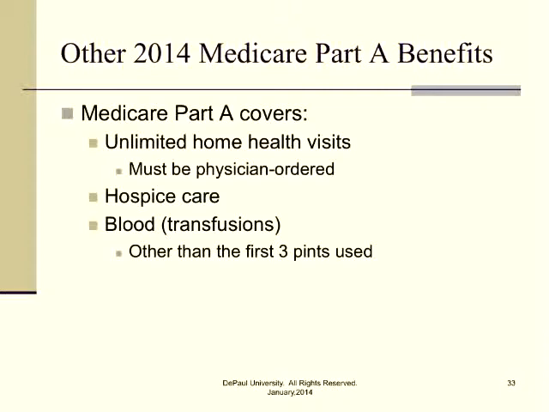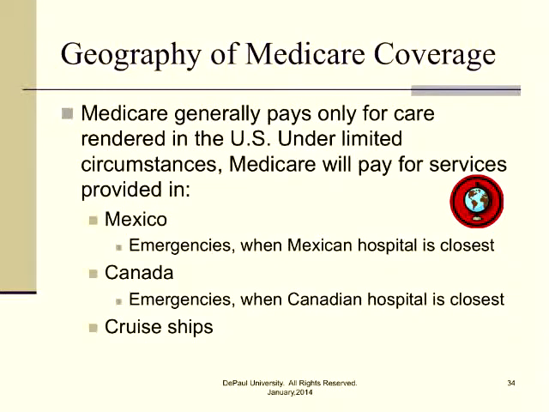Slide number 34. Medicare has some restrictions on geography. If you do a lot of traveling, make sure you get travel insurance. Because it says here that only emergencies in Mexico will be covered, or Canada, or certain things on a cruise ship. So if you're retired under Medicare and you do a lot of traveling, you may want to make sure that you buy the supplemental insurance through the cruise ship or through a travel agent.